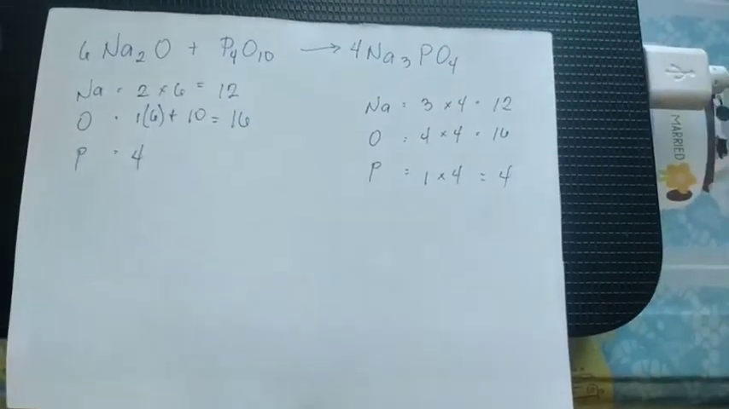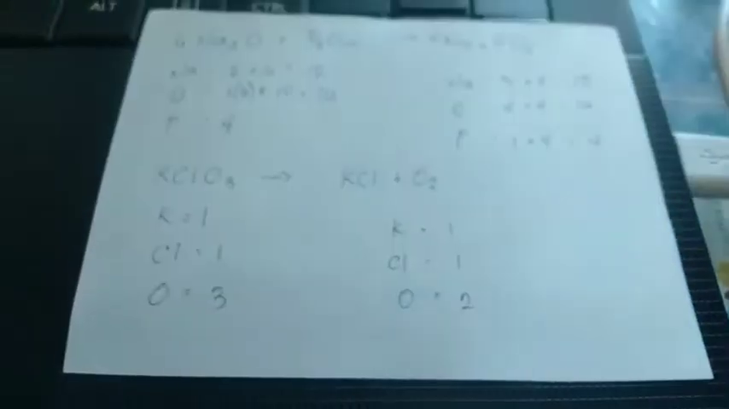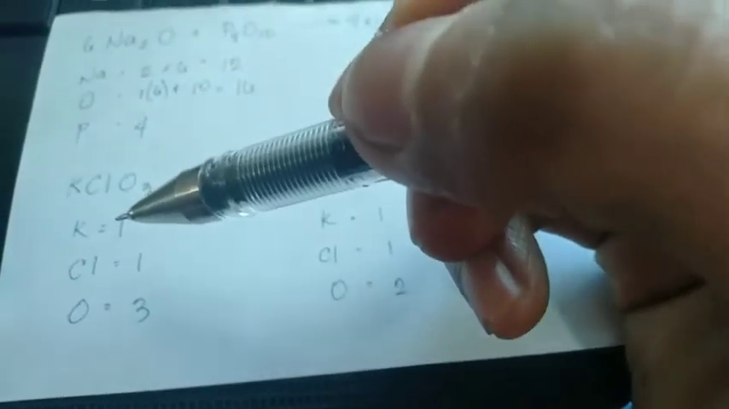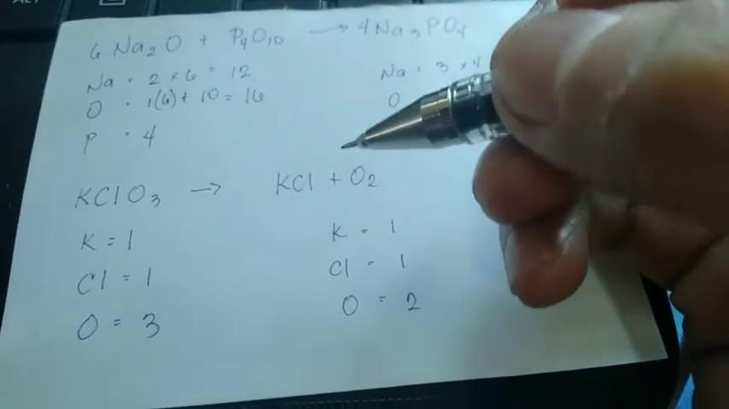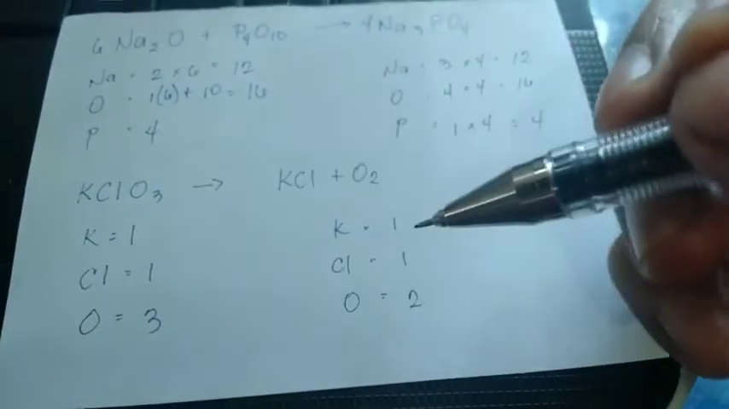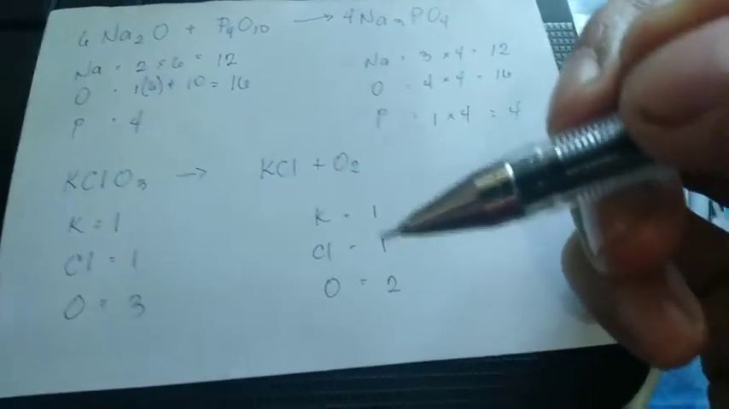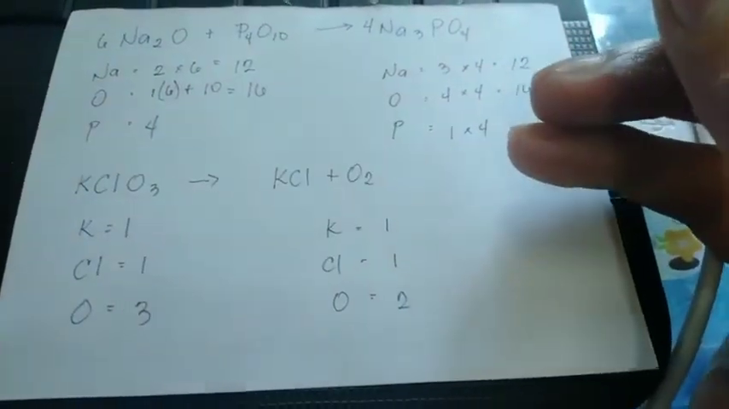Okay, let us have another example. This time naman, meron tayong potassium, chlorine, and oxygen. So, meron tayong 1 potassium, which is K. We have chlorine 1, we have oxygen 3. And doon naman sa product natin, that is potassium, again, it has 1. We have chlorine 1, oxygen 2. So, paano ang gagawin natin dito?